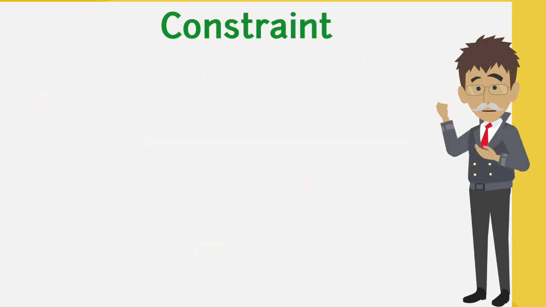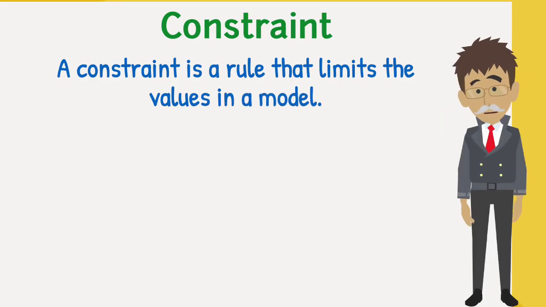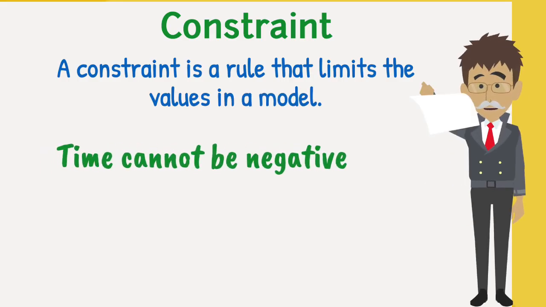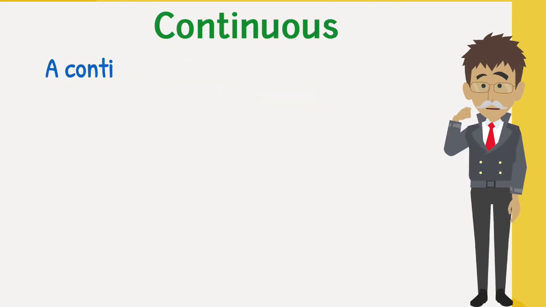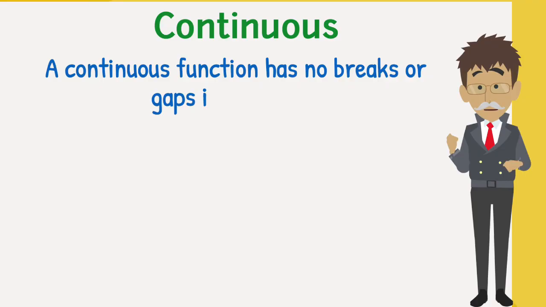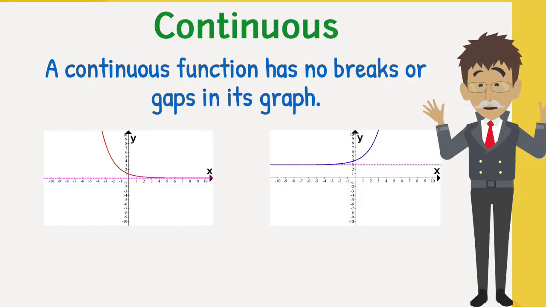Constraint. A constraint is a rule that limits the values in a model. For example, time cannot be negative in a real-world growth model. Continuous. A continuous function has no breaks or gaps in its graph. For example, exponential models of growth are continuous over time.